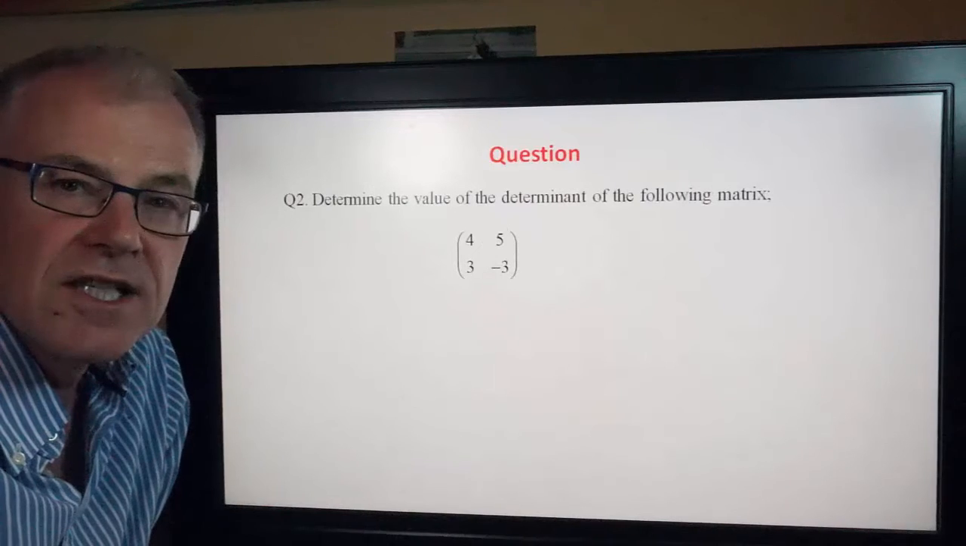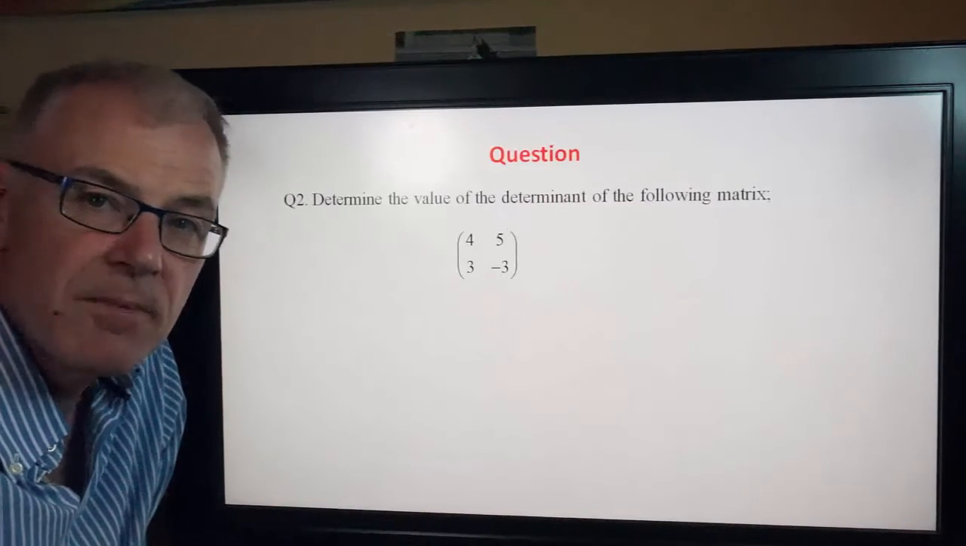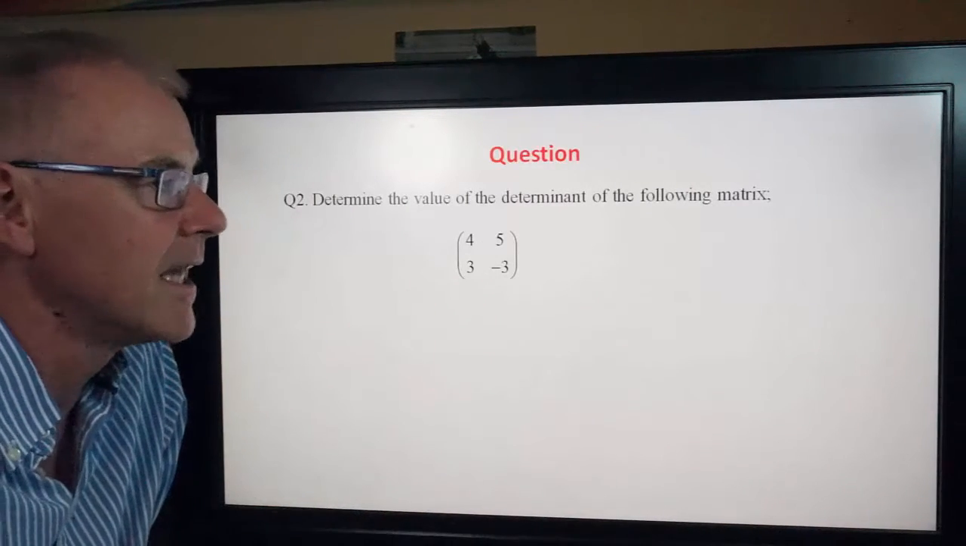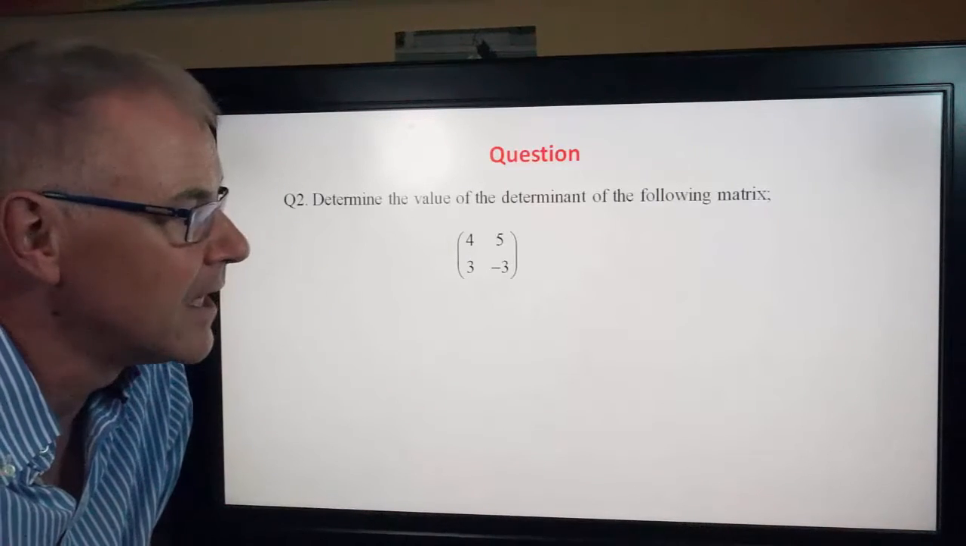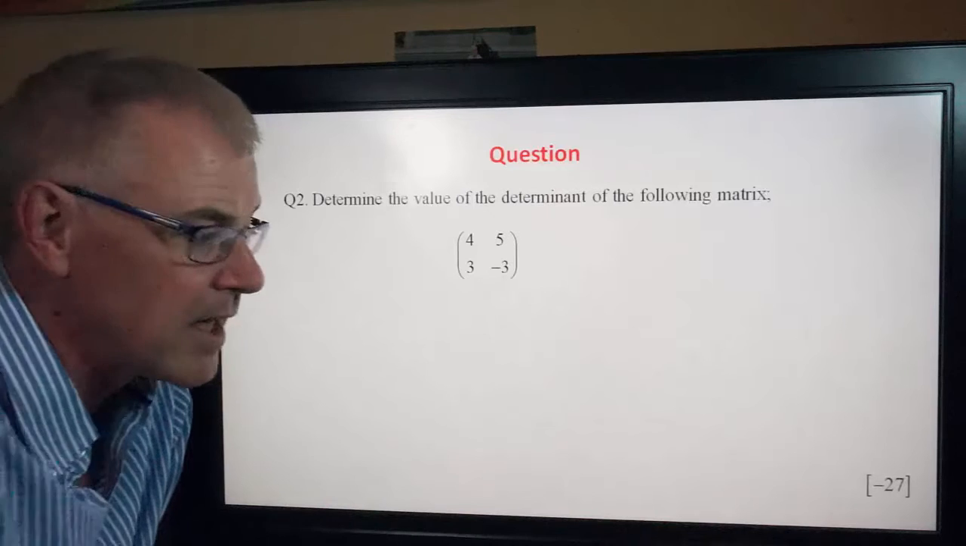So here's a question that you could try yourself. Pause the video and see, can you calculate the determinant of the 2 by 2 matrix given? And the answer, by the way, is minus 27.